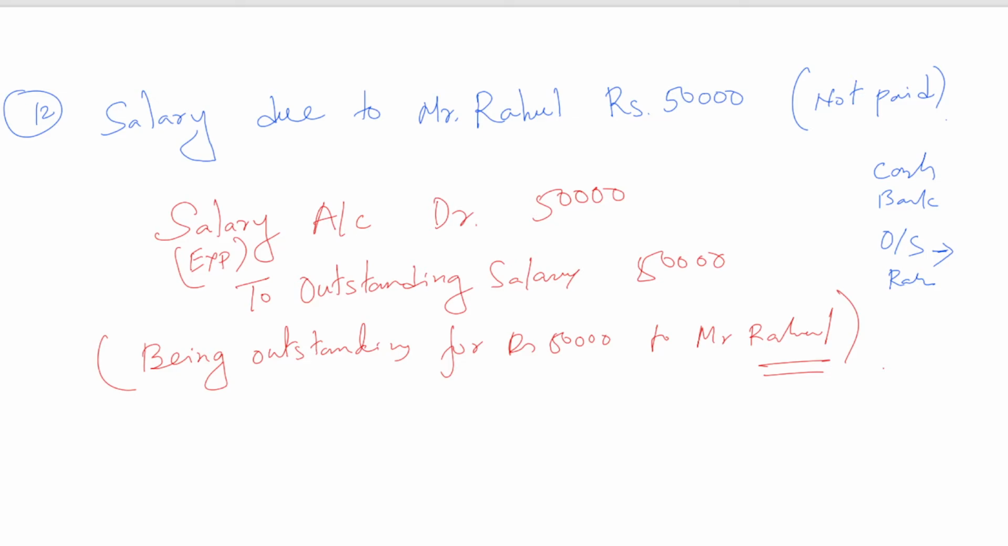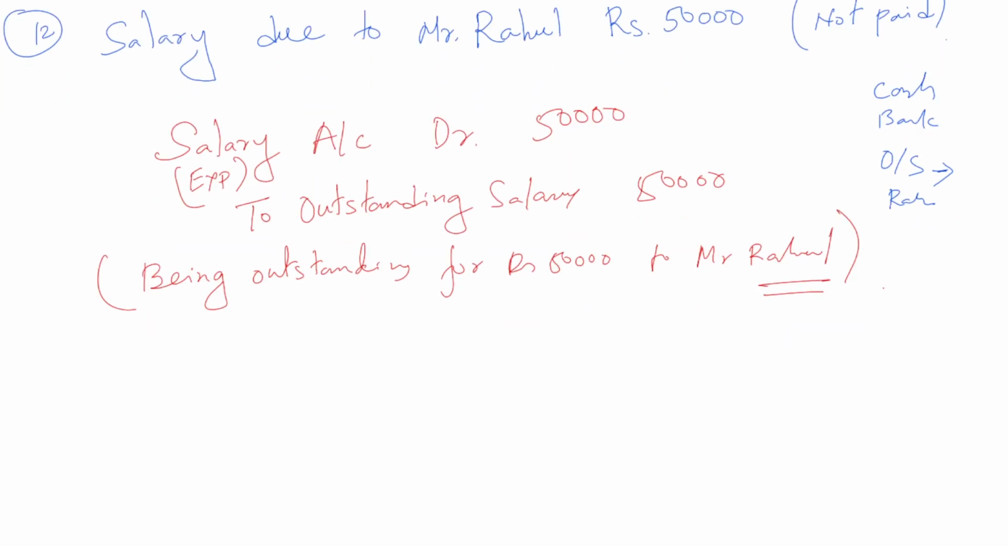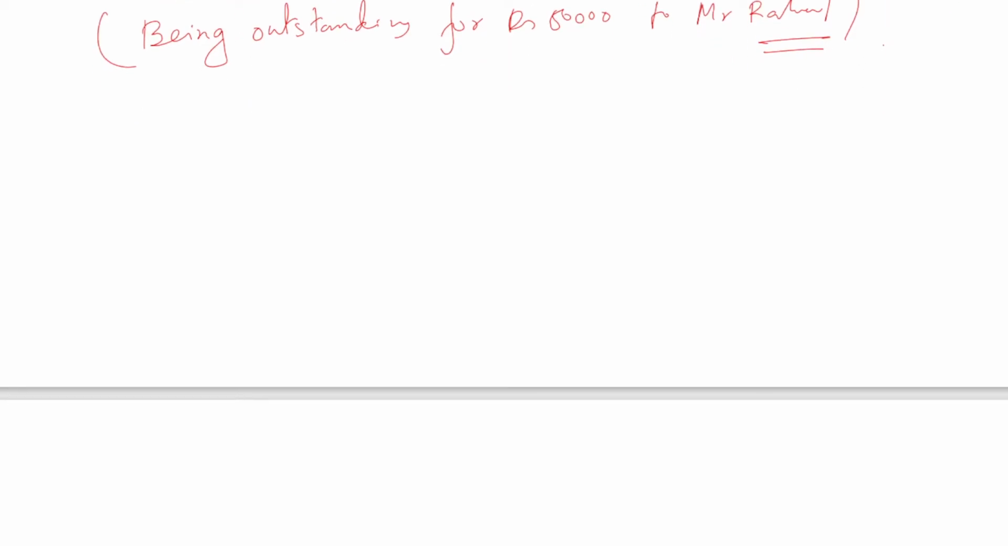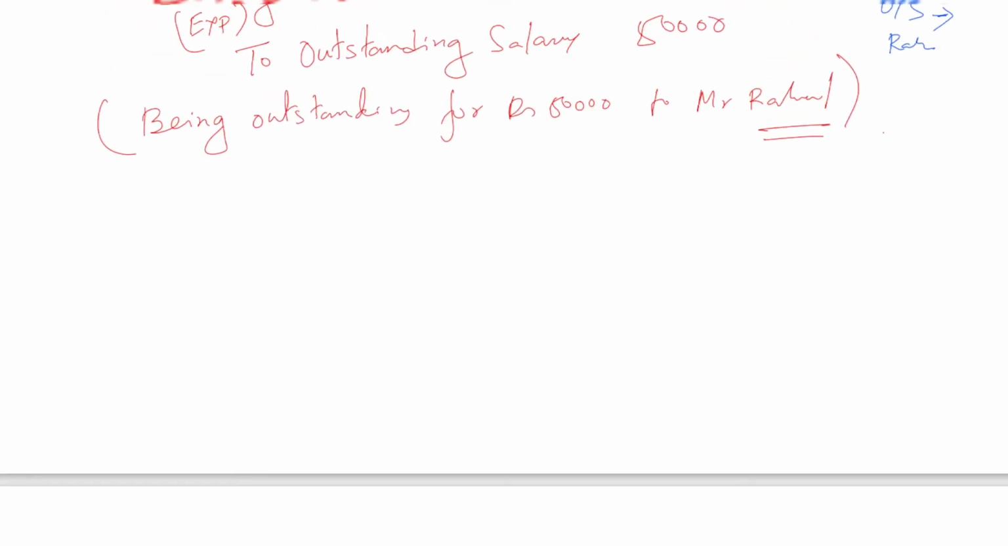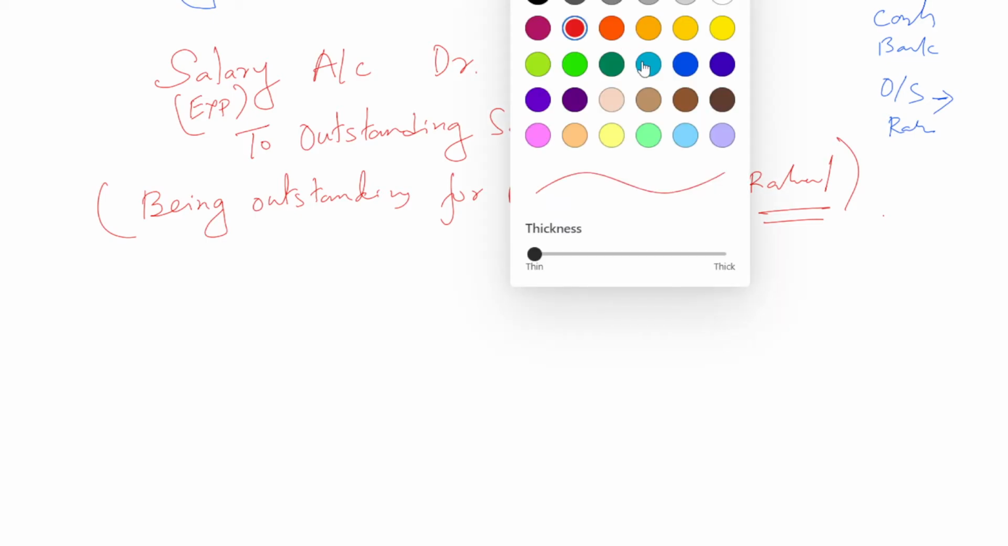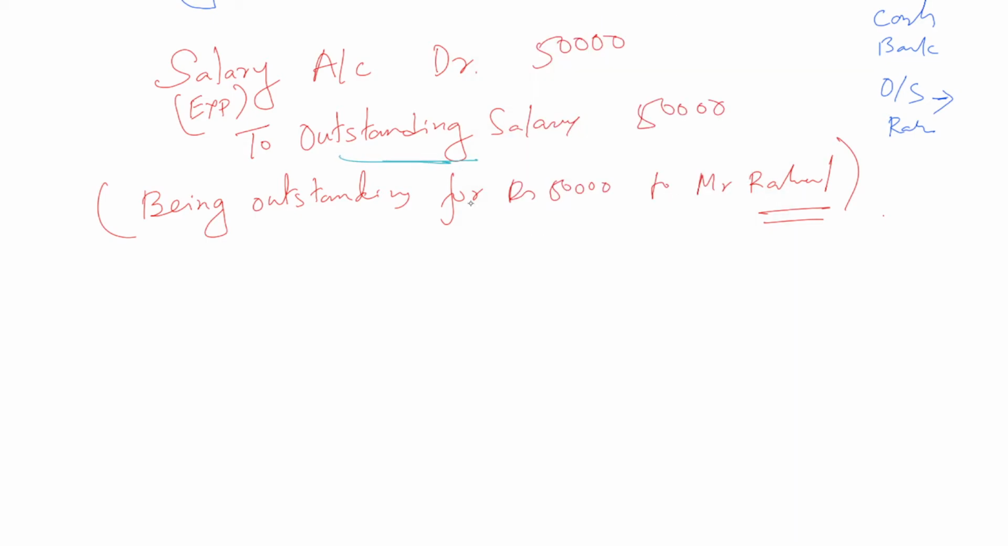So it is the due amount that is paid. But what will happen if this due amount is paid in the next month, or in the next year? See, if we record outstanding salary here, remember, at the time of payment, we will write this outstanding salary as debit. Whenever it is paid, we will write this account debit and credit to cash or bank.